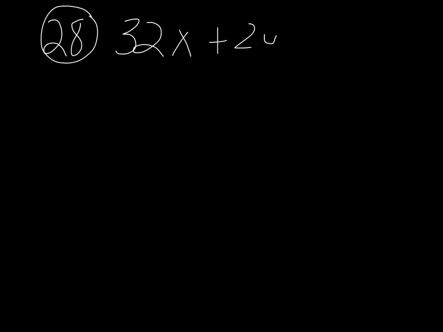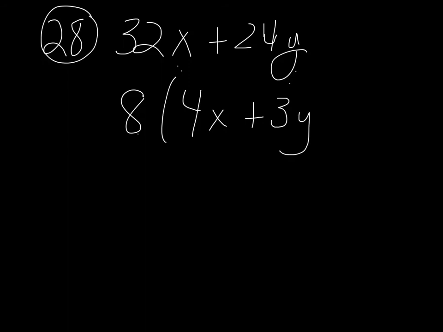Anyways, let's do 28 in the book, and it says 32x plus 24y. And so right away, I know I have to pull out factors of both, and I'm going to get, let me see, 32 and 24, I can pull out an 8. And can I pull anything like an x and a y? Nope, they don't share anything, nothing in common. So 32x divided by 8 would be 4x, and 24y divided by 8 is 3y.